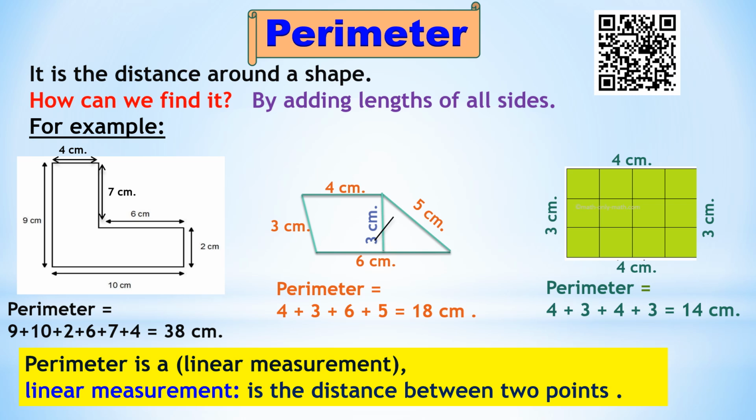And we have here a note for us. Perimeter is a linear measurement. What's linear measurement? Linear measurement means the distance between 2 points. So between one point and the other point, this is a line, okay? So we are finding the perimeter. So we move from one point to the other one. So we can say perimeter is a linear measurement because we are moving through the distance between 2 points each time.